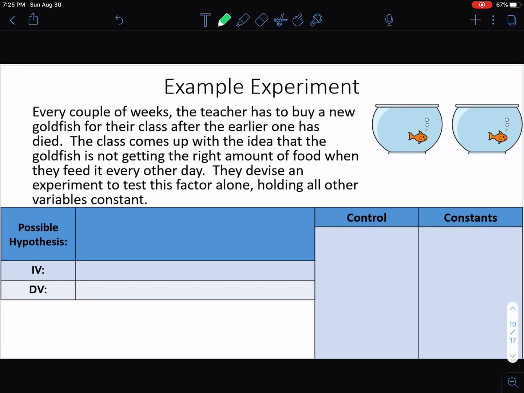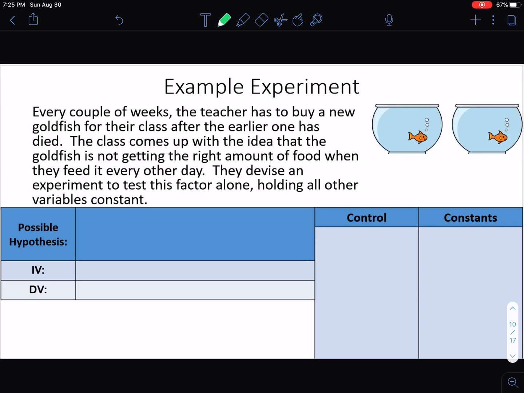Now, we do have an example experiment here. It says every couple of weeks, the teacher has to buy a new goldfish for their class after the earlier one has died. Poor goldfish. The class has come up with the idea that the goldfish is not getting the right amount of food when they feed it every other day. They devise an experiment to test this factor alone, holding all other variables constant. So we have our question of basically, how can we make the fish live longer? And they used to feed it every other day, so we have to create a hypothesis from this information.